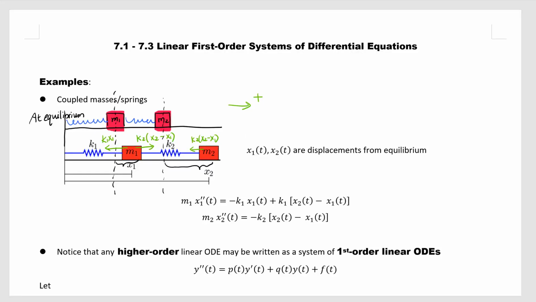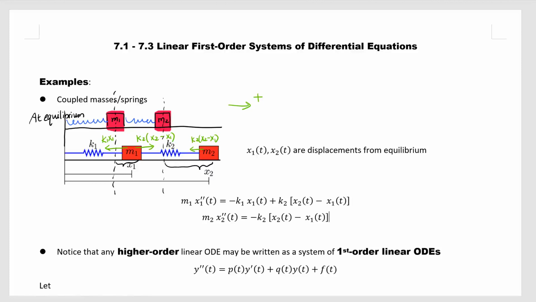By Newton's second law, we know ma is the net force. The net force is negative K1 x1, because the force of the first spring is pointing to the left, so it's negative. And the second force pointing to the right is K2, sorry, this should be K2, times x2 minus x1. That's the spring force from the second spring, and it's pointing to the right, so it's positive. So that's the first mass.